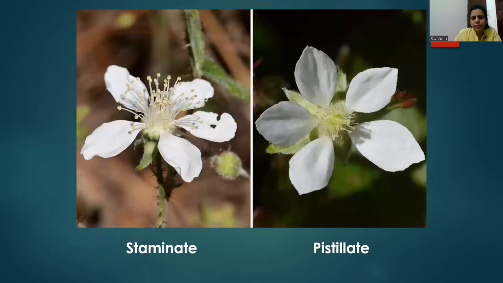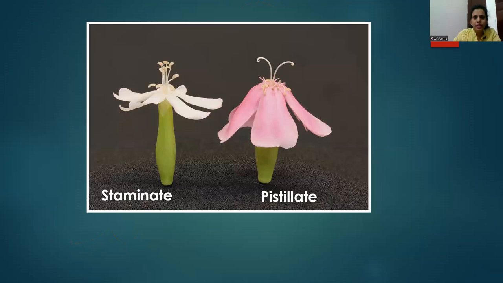Here you can see the staminate and pistillate flower. This is the stamen, this is anther, and this is filament. Here you can see stigma, style, and ovary inside the flower. This lobe-like structure is the anther. It produces pollen grains, and this long stalk is your filament. And this one is the female flower. This is your stigma, your style, and located inside here, the ovary.